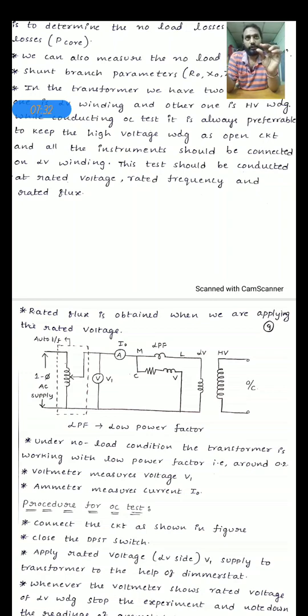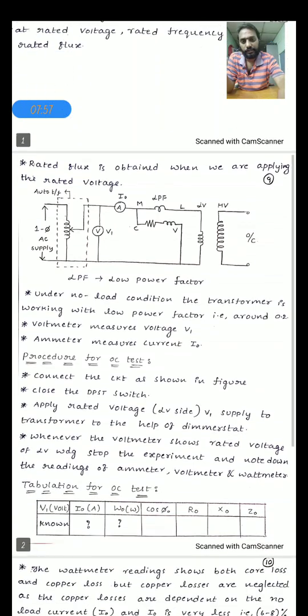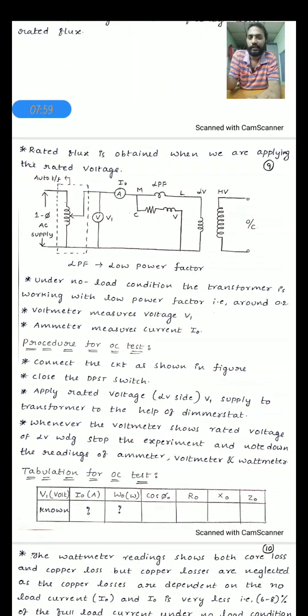So now coming to the conditions, this test should be conducted at rated voltage as well as rated flux condition. Once you apply the rated voltage to the low voltage winding, our test will be completed. While conducting this test, what other parameters do we require? Let us see. From the diagram we can very easily identify this.